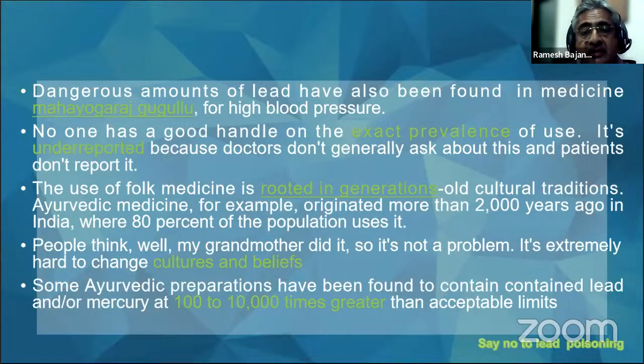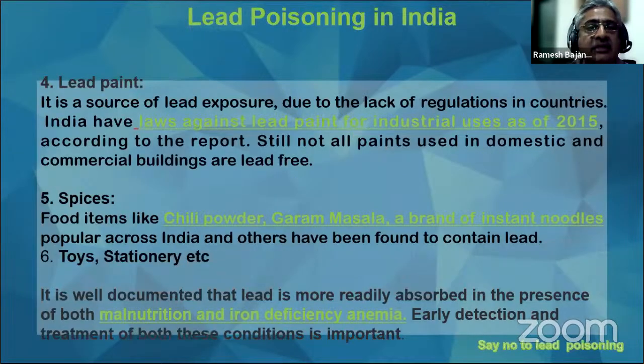Some Ayurvedic preparations have been found to contain lead and or mercury 100 to 10,000 times greater than acceptable limits. Lead paint, we know, is more of a problem in older houses, especially when peeling occurs.